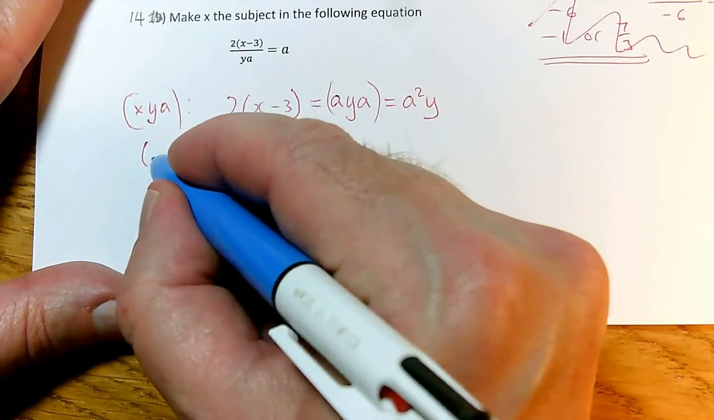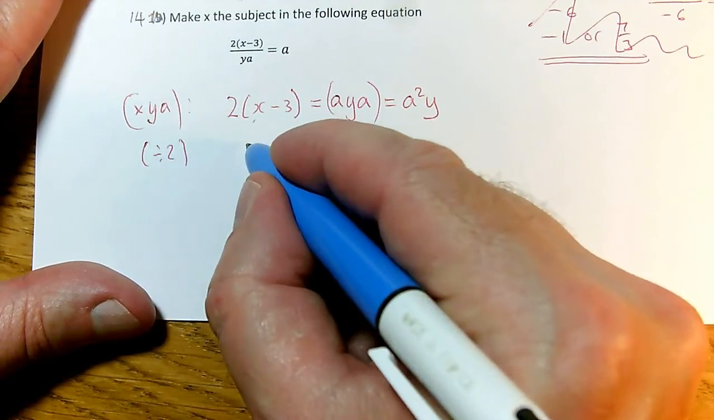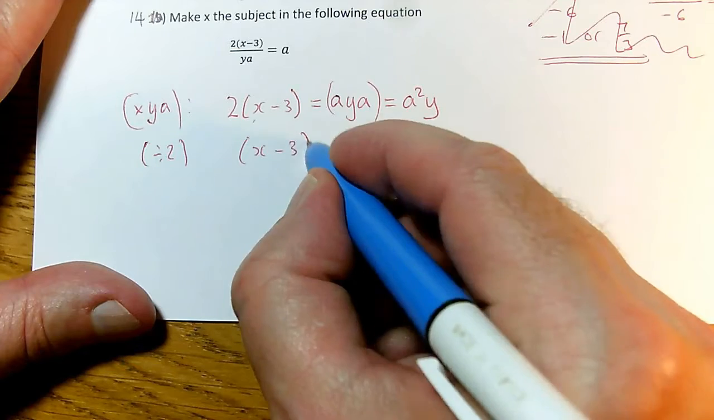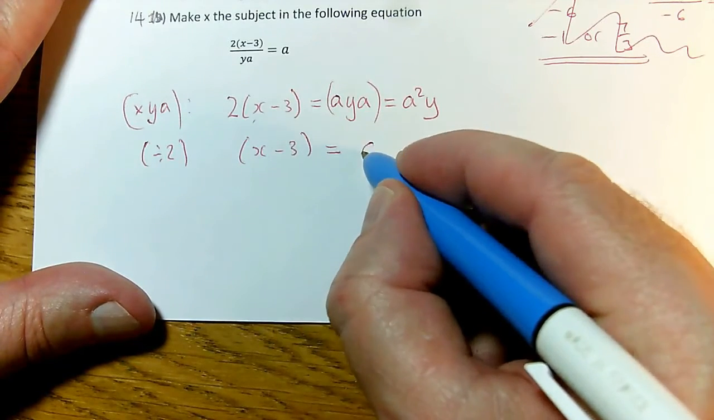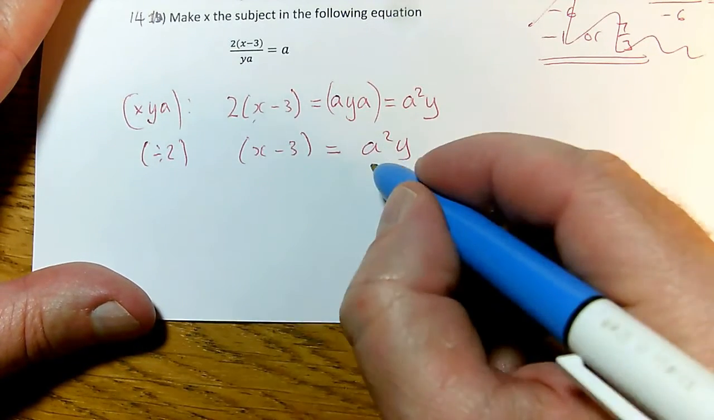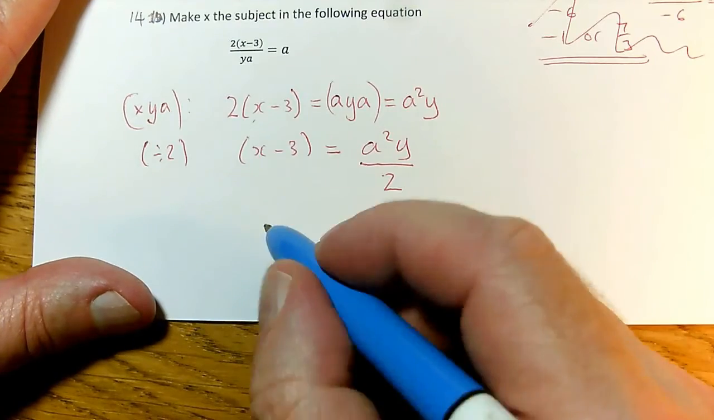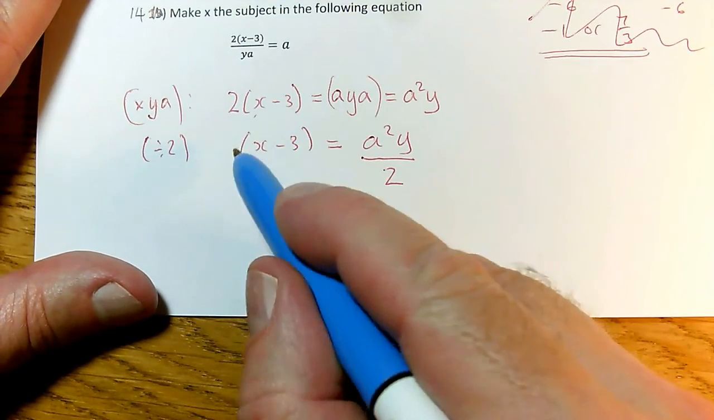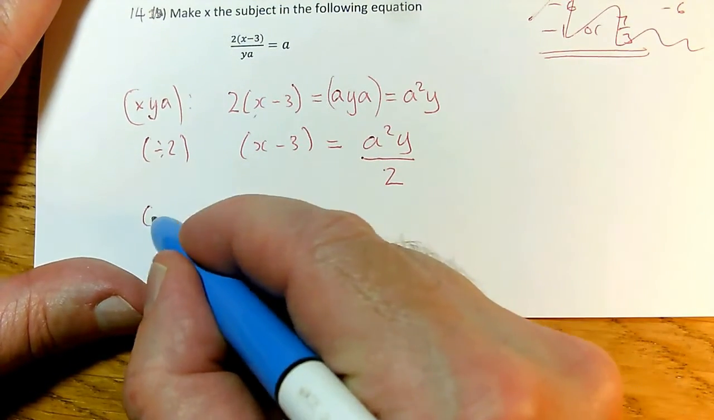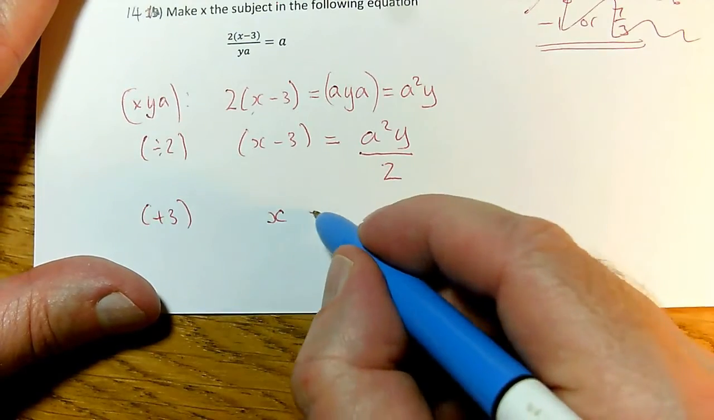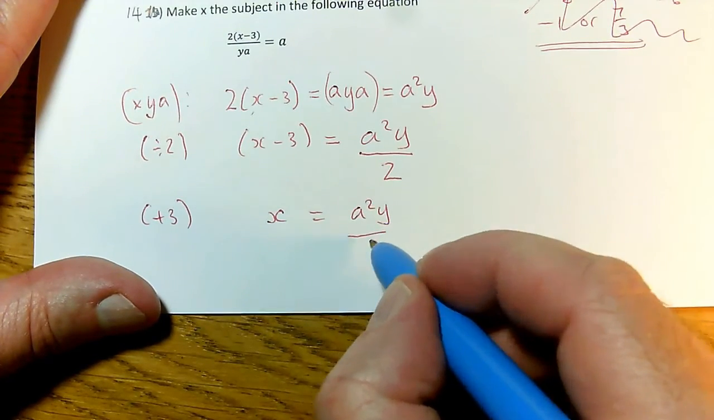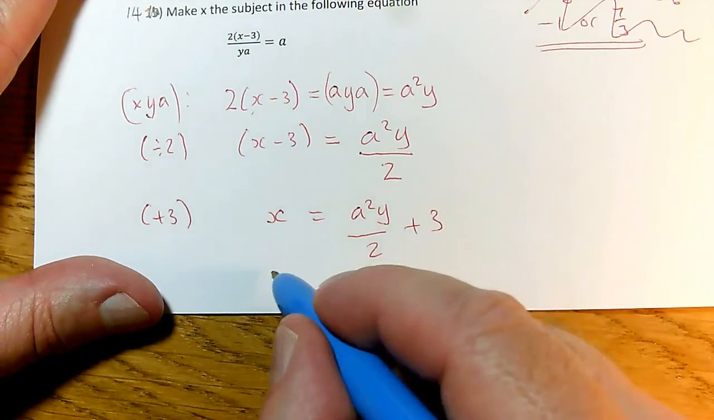The next thing to get rid of is the 2. I'm going to divide by the 2. So the x minus 3 bracket is going to equal a squared y. I'm dividing by 2, so I need to write divided by 2. And then finally, I've got x minus 3. I want to know what x is, so I need to add the 3. So x is going to equal a squared y divided by 2 plus 3, and that's my answer.